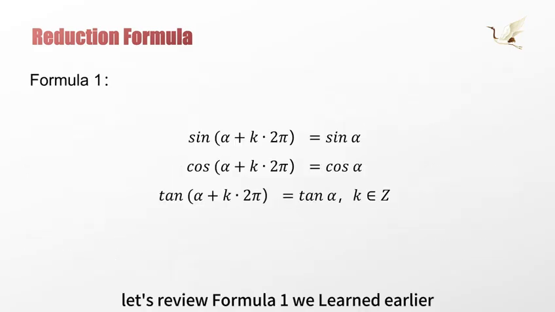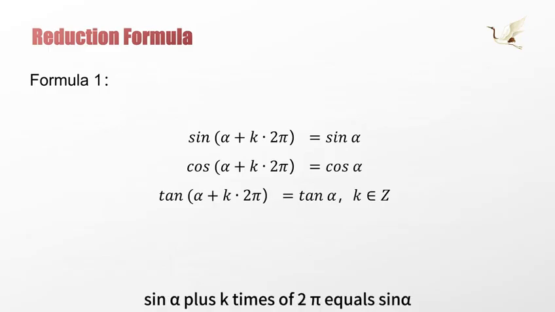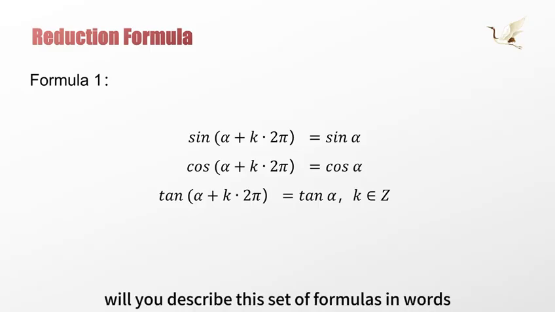Let's review Formula 1 we learned earlier. Sine of alpha plus k times 2π equals sine alpha, cosine of alpha plus k times 2π equals cosine alpha, tangent of alpha plus k times 2π equals tangent alpha, where k belongs to the set of integers. Will you describe this set of formulas in words?